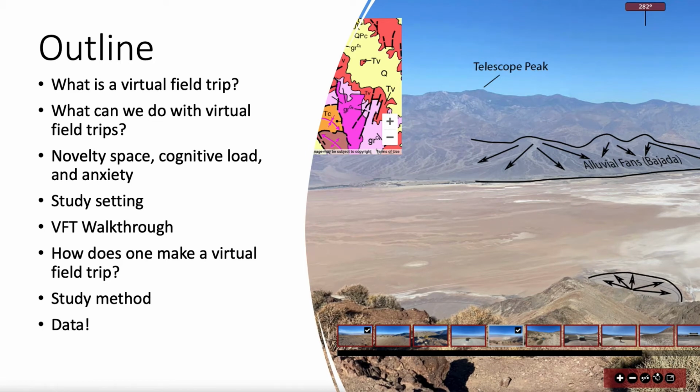This is a brief outline of where we'll go today. First off, we're going to talk a little bit about what a virtual field trip is, then talk about what we can do with virtual field trips, talk a little bit about novelty space, cognitive load, and anxiety as sort of the foundation for this talk, give you a little bit of background on the study setting, show you the virtual field trip that we produced as part of this work, take a little bit of a sidestep to talk about how you make virtual field trips and why that's important for this particular study, and then we'll talk about the study method and look at the data.